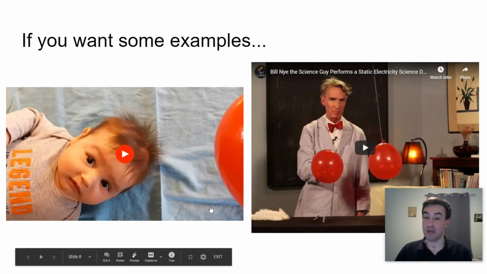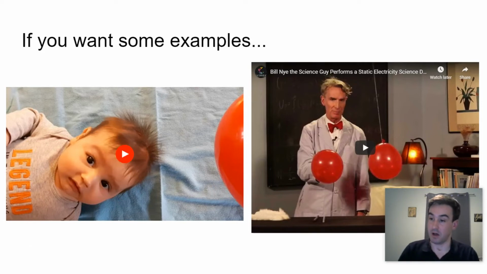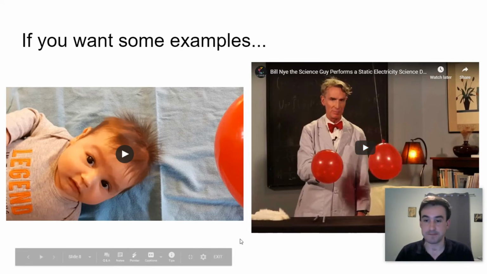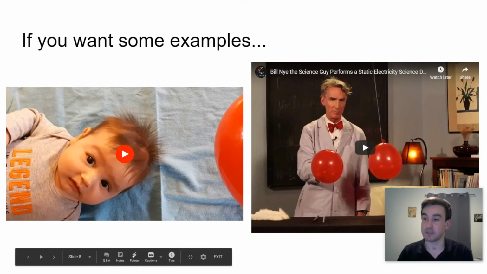On the left here, there's an example of the law of attraction using my son Sam here. He loved it. And on the right, there's an example of the law of repulsion with Bill Nye, and he gives a great explanation of what's going on. So again, if you don't have the materials, that's fine. Just watch these videos. They'll be great.